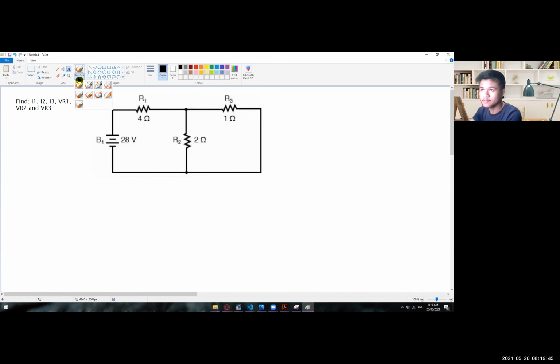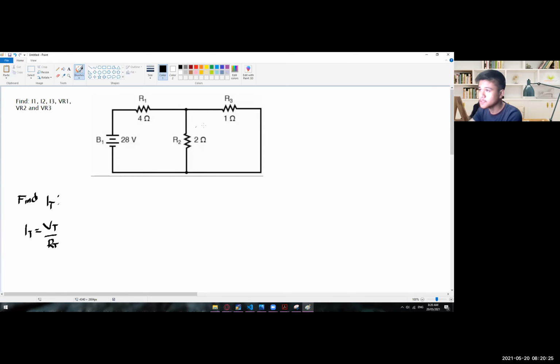Let's start. The first thing we can do is find the total current, IT. In finding IT, as you can see, it's super simple. Just get the parallel of R2 and R3, and then add that to R1 since they are now in series, and you now have the total resistance. From there, we already have the total voltage and the total resistance, so we can solve for the total current. The formula is IT equals VT divided by RT.